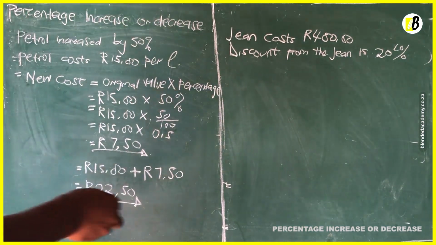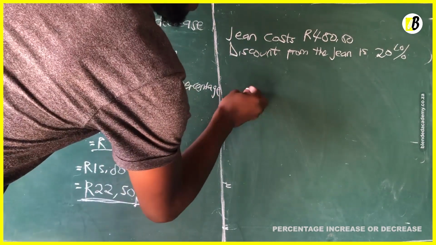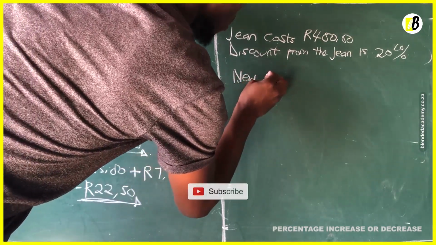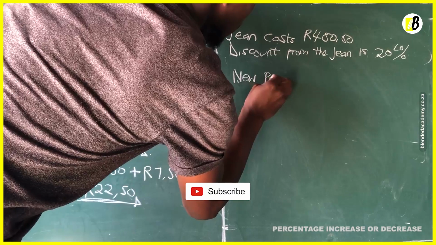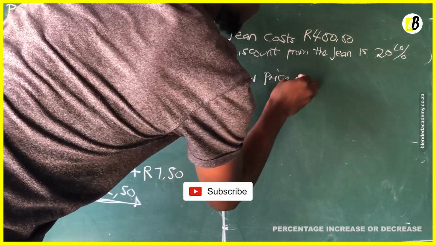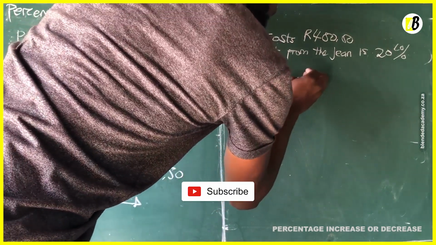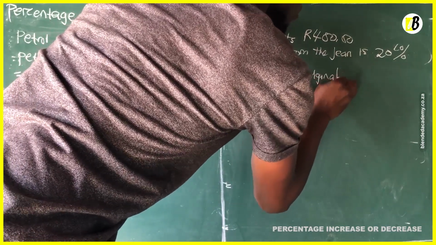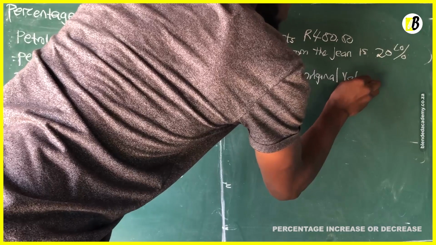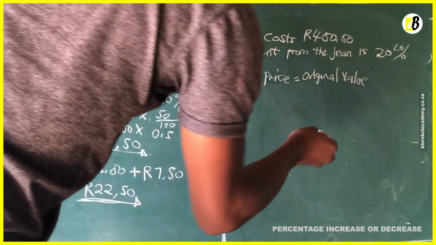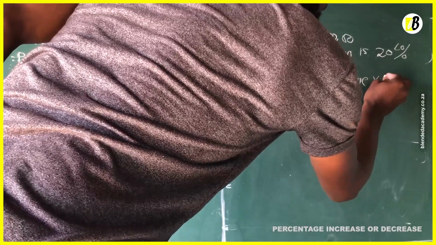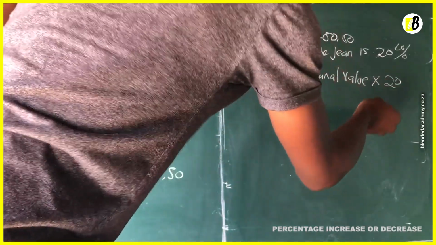So let's see if we can work this out. So it's going to be the new price, let me write price, is equal to original value multiplied by 20%.